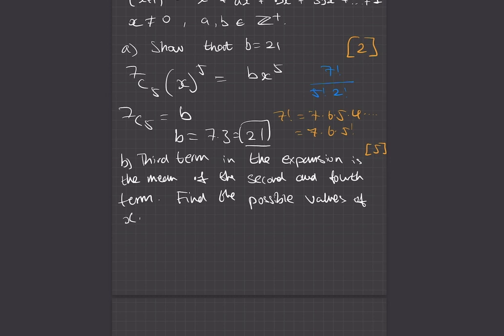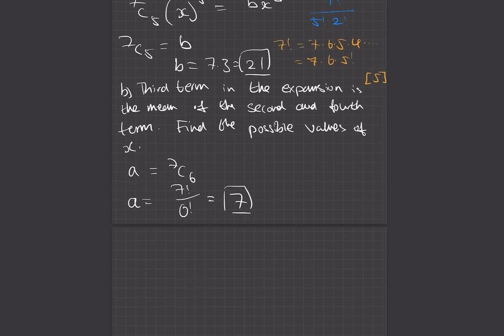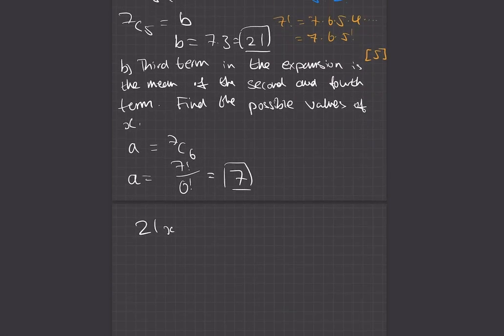So the way I would do that, similar thing, a equals 7 choose 6. I hope you guys can see that, it's the same reason from the previous one. So that means a is 7 factorial over 6 factorial, but that's just 7. So a is 7, nice and easy. So the third term is the mean of the second and fourth term. So the third term is 21x, make sure I copy this right, x to the 5 equals 7x to the 6 plus 35x to the 4, all divided by 2.